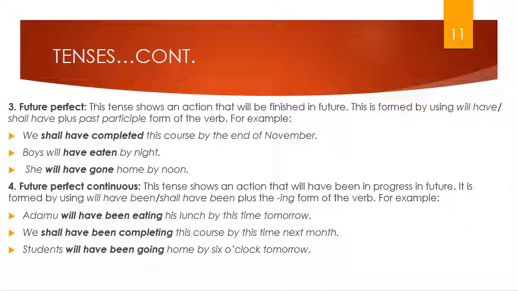The fourth one is future perfect continuous tense. This tense shows an action that will have been in progress in future. Will have been. Mark this. It is formed by using will have been or shall have been plus the ing form of the verb. Example: Adamu will have been eating his lunch by this time tomorrow. I shall have been completing this course by this time next month.